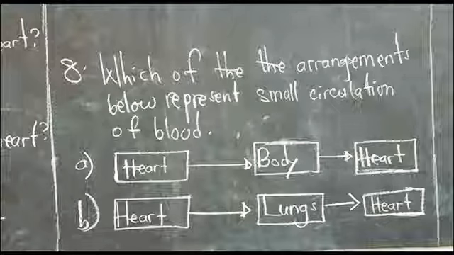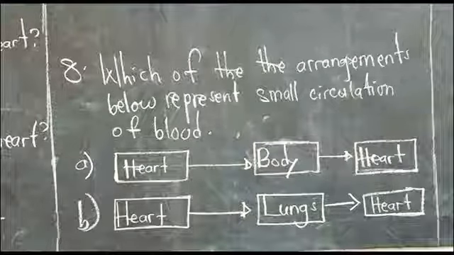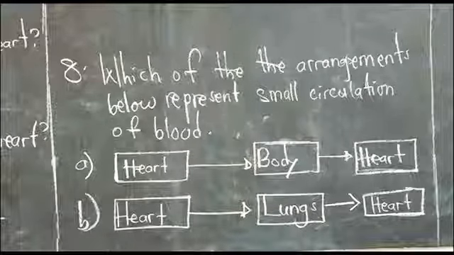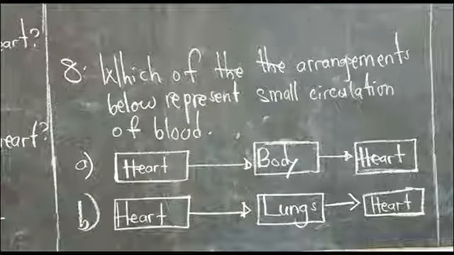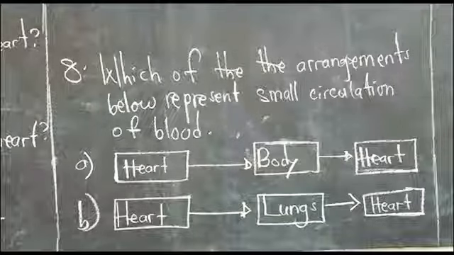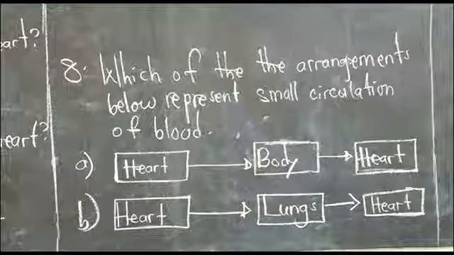In this, there are 2 types of blood circulation, where you have the small circulation and then the big circulation. From our last discussion, they can give you different arrangements, and you have to be aware that blood moves from which point to which point in each type. Here we are given part A, heart to body and then back to heart. Then in part B, you're given from the heart to lungs and back to heart.